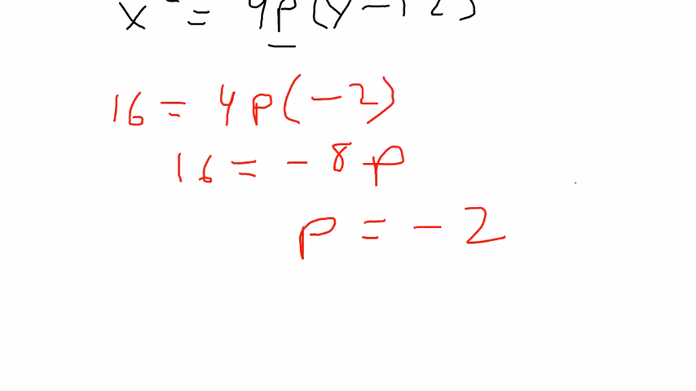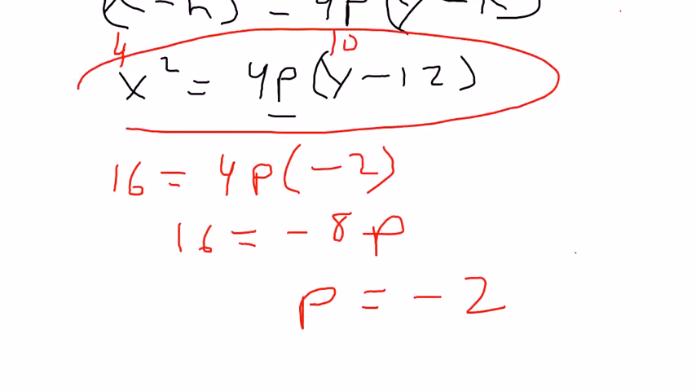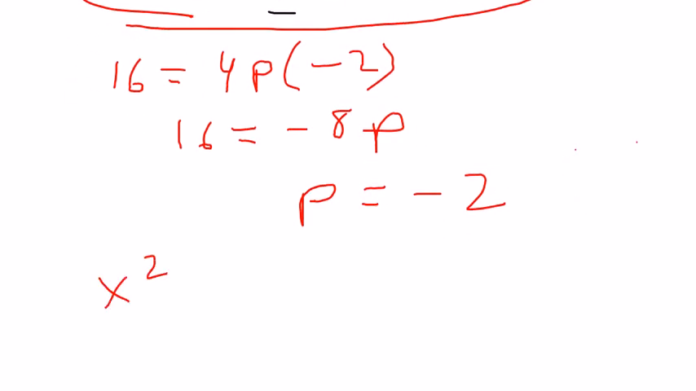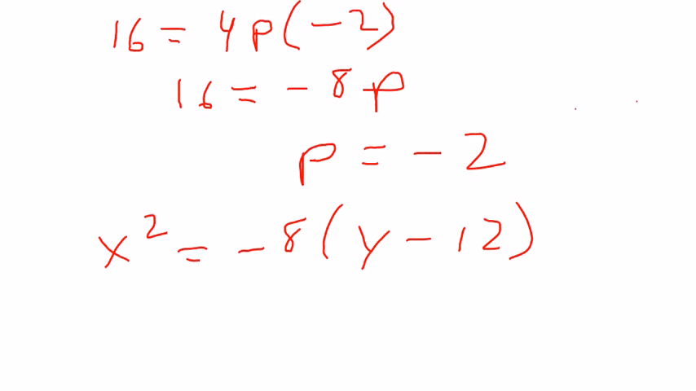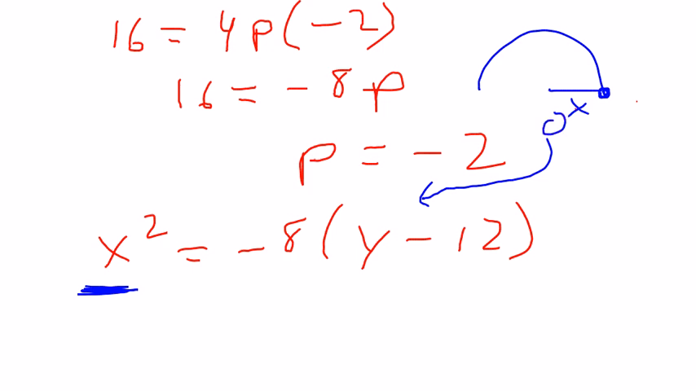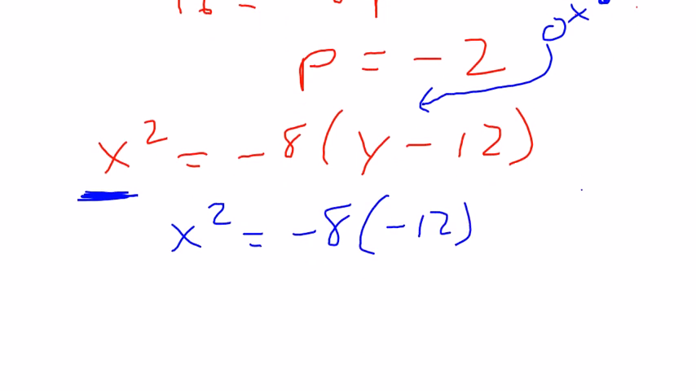So now that I know what p is, I have my equation. x squared equals negative 8 (y minus 12). Now we need to figure out what x equals, what the width is, right? We need to figure out what this distance is when our height is 0. So I'm going to substitute a 0 in for y. So I get x squared equals negative 8 times negative 12.